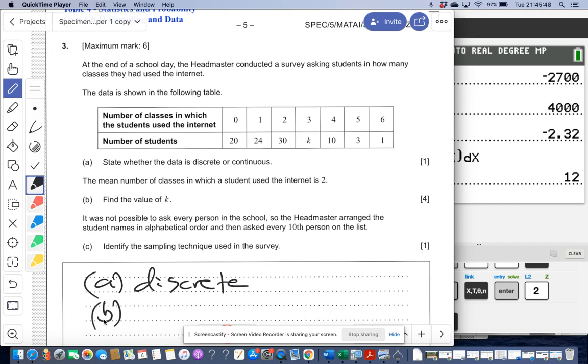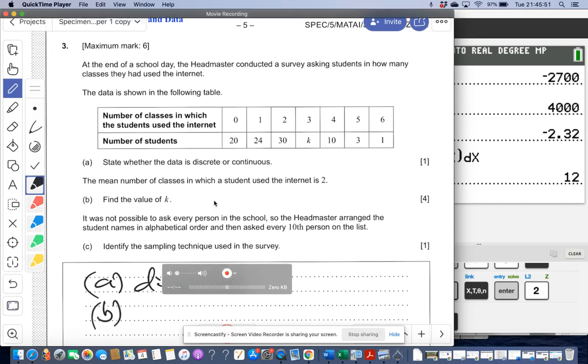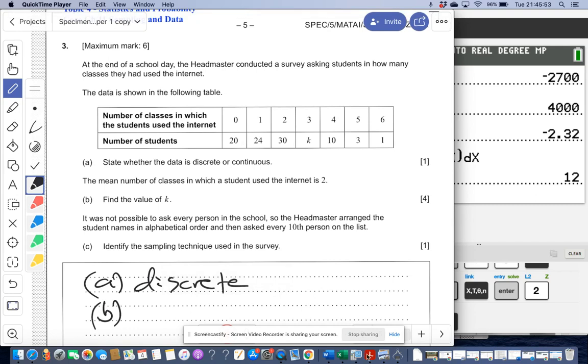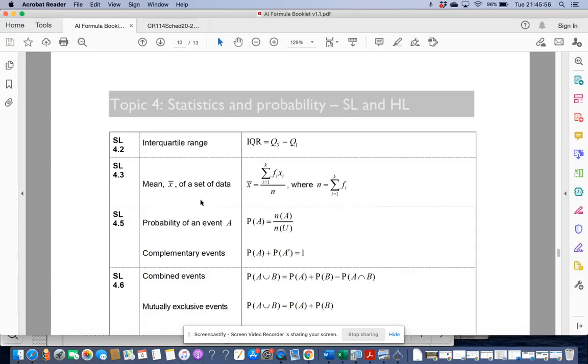Okay, so the next question is, again, this grouped discrete data idea. If you look in the formula booklet, page 10, it talks about the mean of a set of data is going to be equal to the sum of however many we're going to add up, taking the frequency, multiplying by the value, and then divide by the total number, okay, which is basically adding up all the frequencies here, which is what this says in Greek.